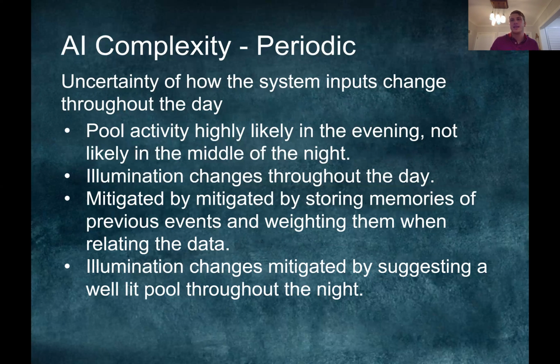Regarding illumination changes, we can simply suggest that the pool user well light their pool at night. To deal with illumination changes throughout the day, we can train the model with background scenes at different portions of the day so that it should have an improved ability to determine and subtract the background under different lighting during the day.